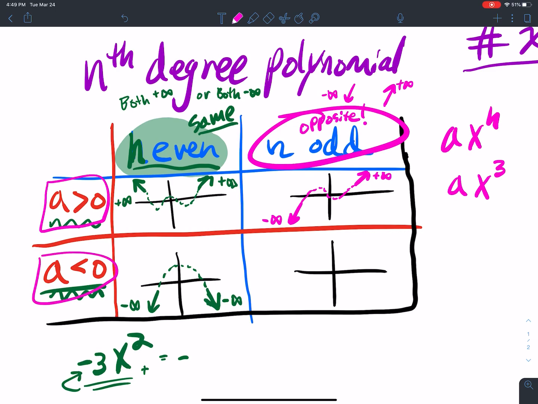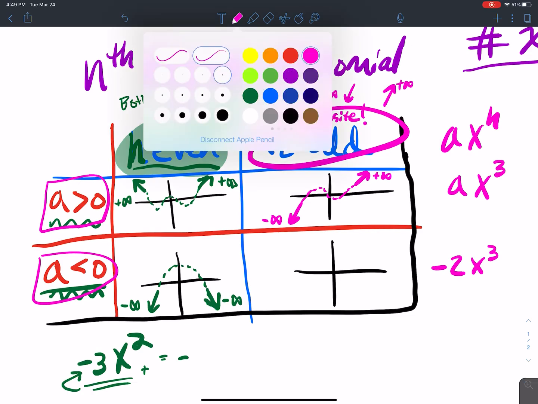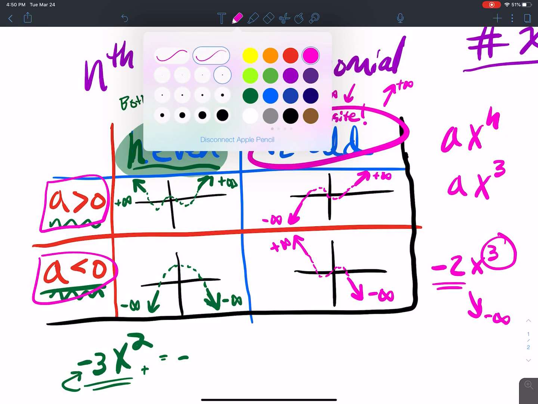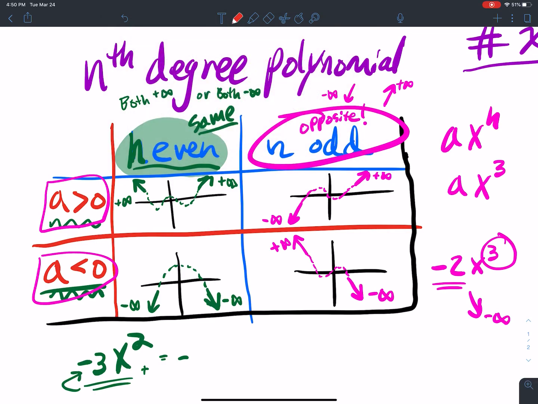If I had a negative number, so maybe like negative 2x cubed, what is the right-hand behavior going to do? Well, the negative pulls me down to negative infinity, so negative infinity on this side. The odd power tells me it's opposite, so it's not going down on the other side, but rather it's going up to positive infinity because it's the opposite, right? So something like that.